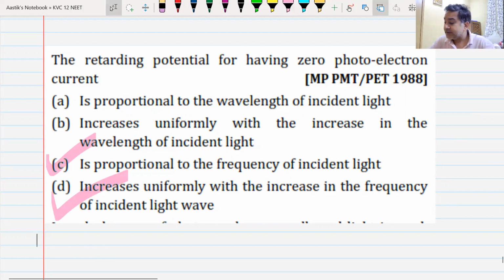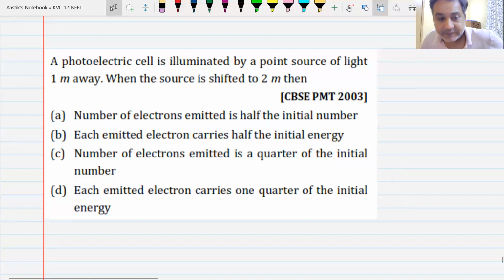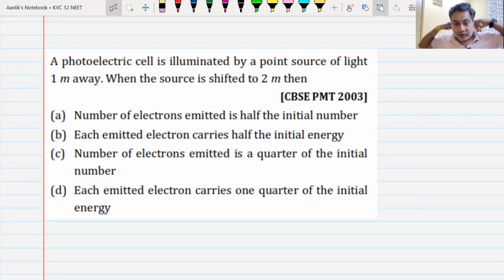This is the original question from one of the JEEs, but as you can see, it has come in PMT as well. So now you can answer this, the last one for today. If a photoelectric cell is illuminated by a point source of light 1 meter away, and the source is shifted to 2 meters, then what will happen? If you make the distance twice, what will happen?